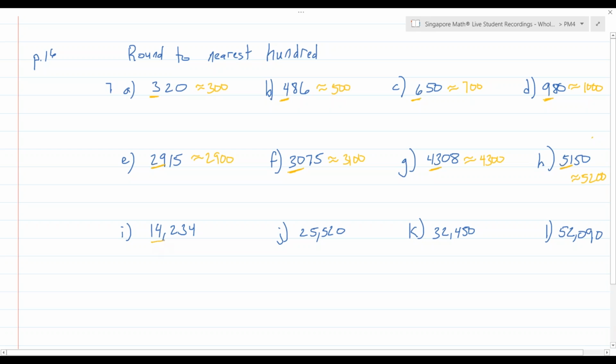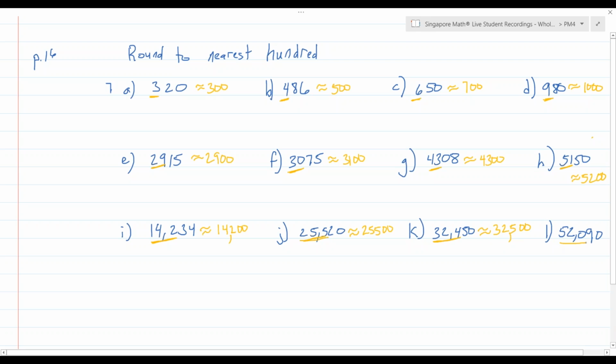Ready? 5-digit numbers. 142,134 would round to be 142,100. 255,120 will round to be 255,100. 324,150 would round to be 324,200.